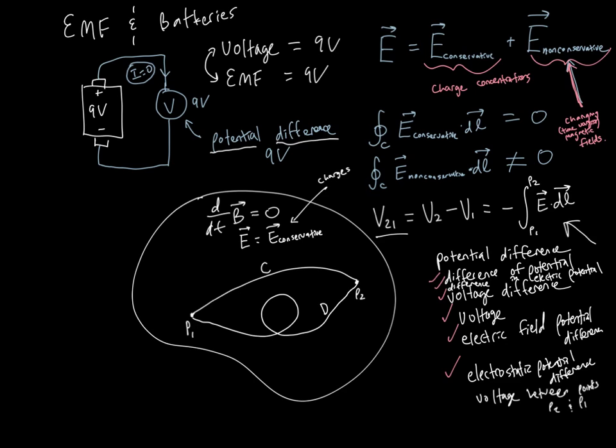Now, if we were in a more general time-varying situation in which the electric field is not conservative and the magnetic field is dynamic, so its time derivative is not equal to 0, you can still define a potential difference between point P2 and P1. And there's a few actual definitions that I've seen, but the one that I think is probably correct is that V sub 2,1 is equal to negative integral. We're going to take a line integral from point P1 to point P2, and you're only going to take the line integral using the conservative part of the electric field.